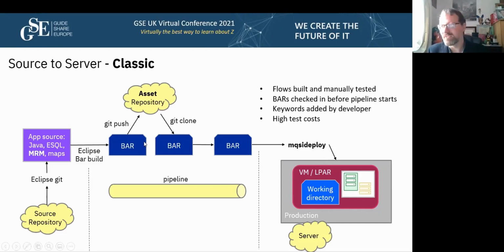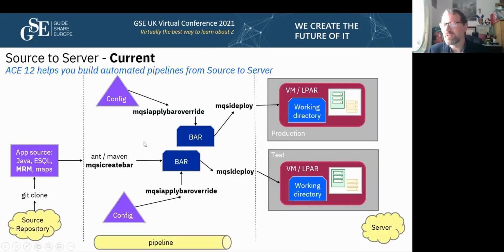So if we move on to today, our current view, it's very similar, but we've now got config separated out. So these triangle configs, and this is simplifying. It's those bar file overrides. It's simplifying the flow. You don't need to have all of the environment specific configuration in the bar file, in the flow. You can apply it using apply bar overrides. You can create the bar using Ant, using MQSI create bar. So this was work that we did for V10 really. So this is going back still a few years, but this is the V10 work.